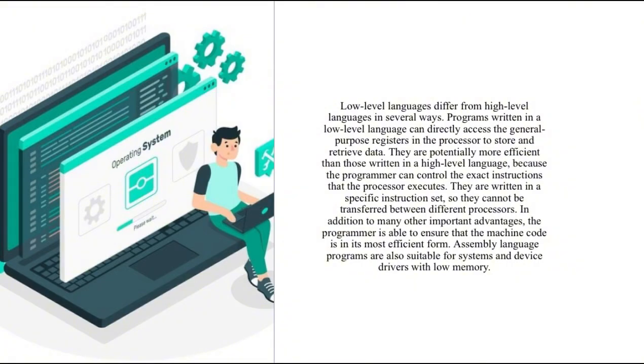Low-level language differs from high-level language in several ways. Programs written in a low-level language can directly access general-purpose registers in processors to store and retrieve data. They are potentially more efficient than those written in high-level language because the programmer can control the exact instructions that the processor executes. They are written in a specific instruction set, so they cannot be transferred between different processors.